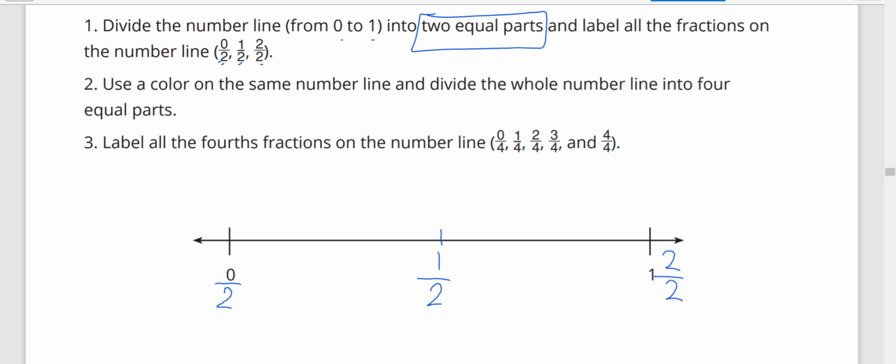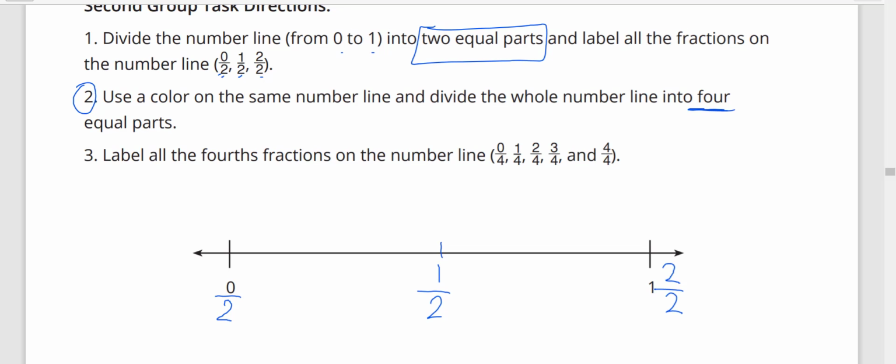Number 2, use a color on the same number line and divide the whole number into 4 equal parts. So we will use another color. Divide it into 4 equal parts. So we will divide each half into equal parts and label these fractions.